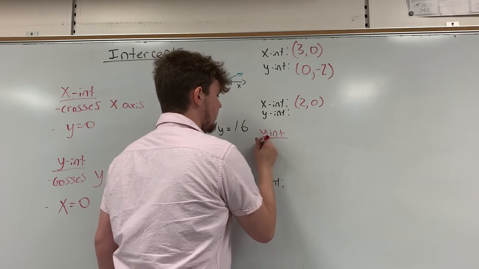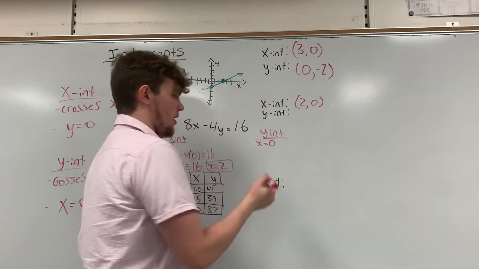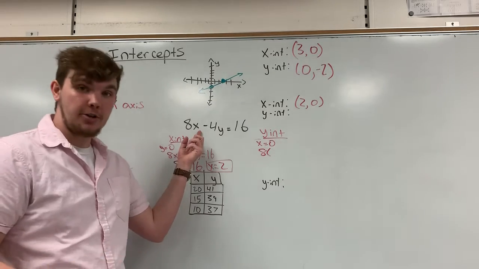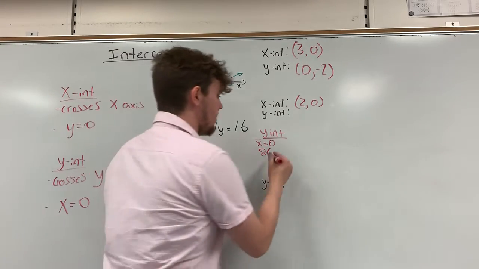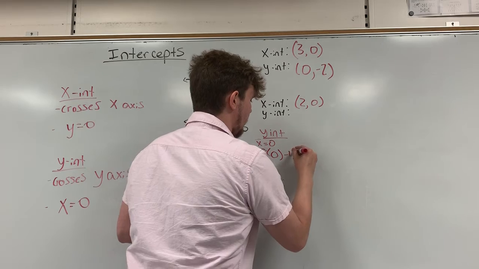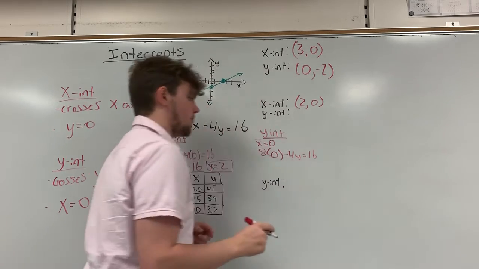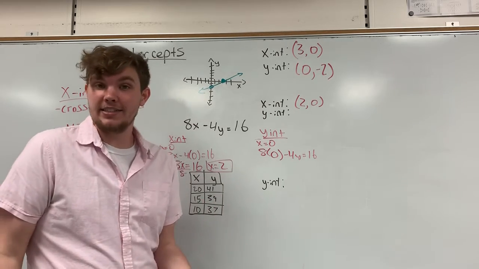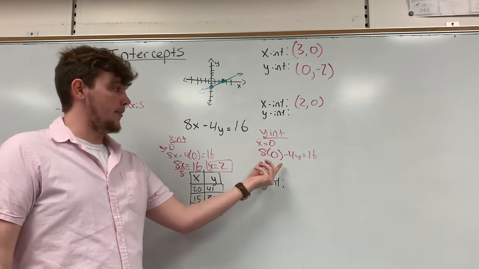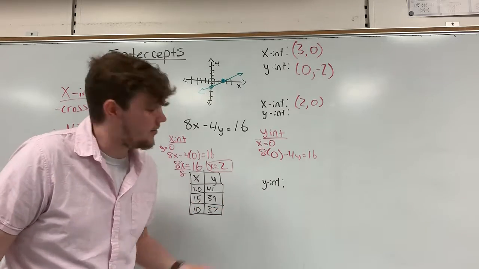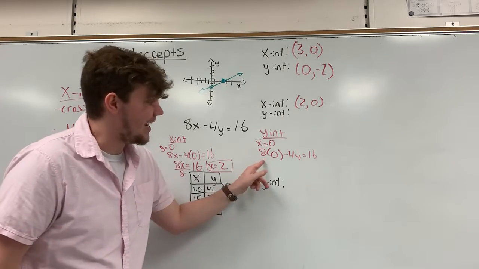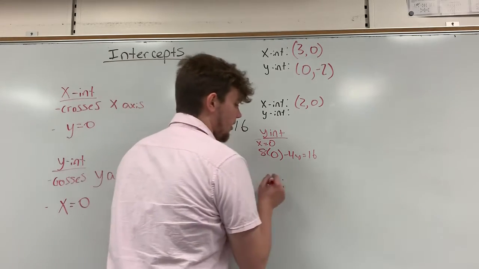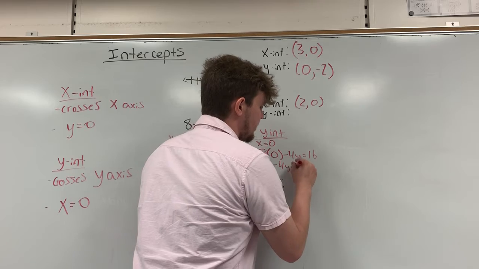Let's make x equal to 0. So I have 8, and instead of having x there, I'm going to replace that x with 0. So 8 times 0 minus 4y equals 16. Okay, and then this is nice because 8 times 0 again is just 0. So really, instead of having this minus 4y, I really just have negative 4y because that 8 times 0, since it's just 0, it just kind of goes away. So I just have negative 4y equals 16.